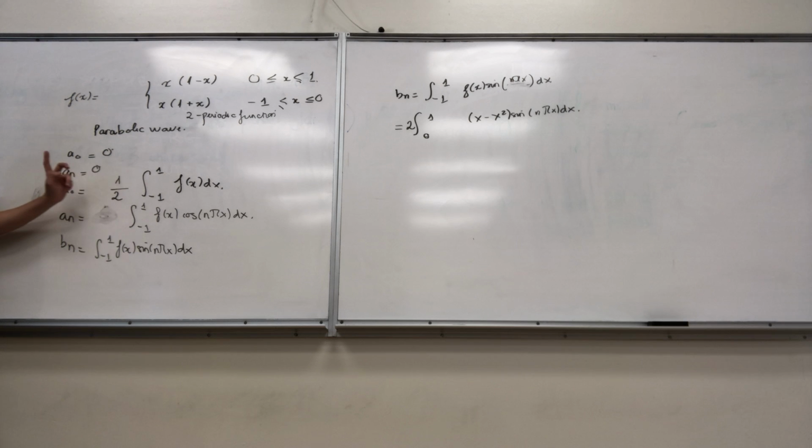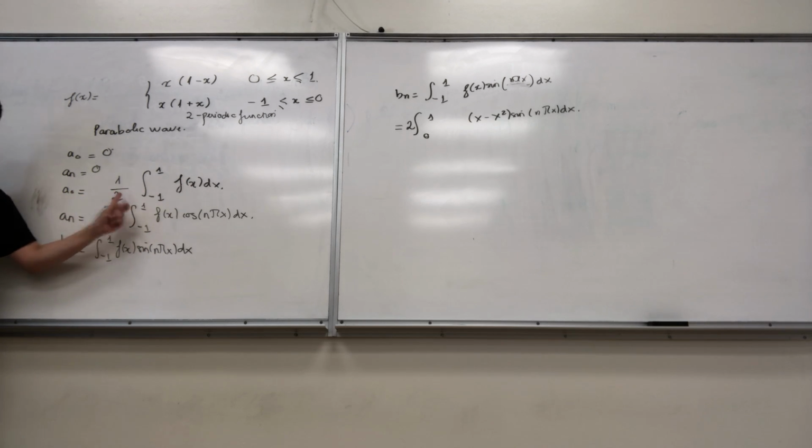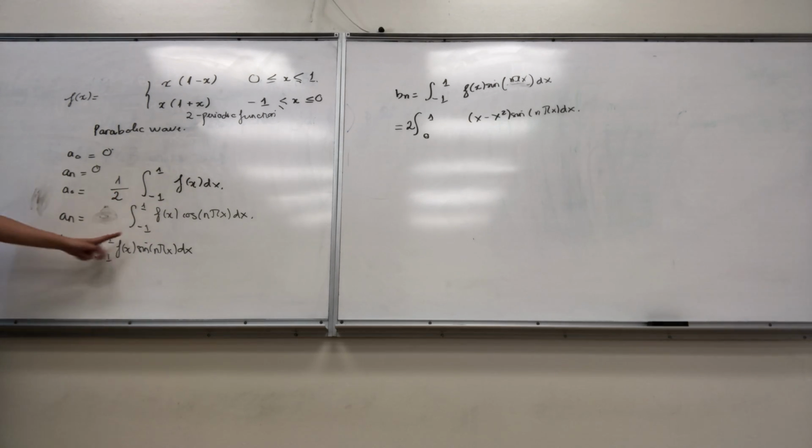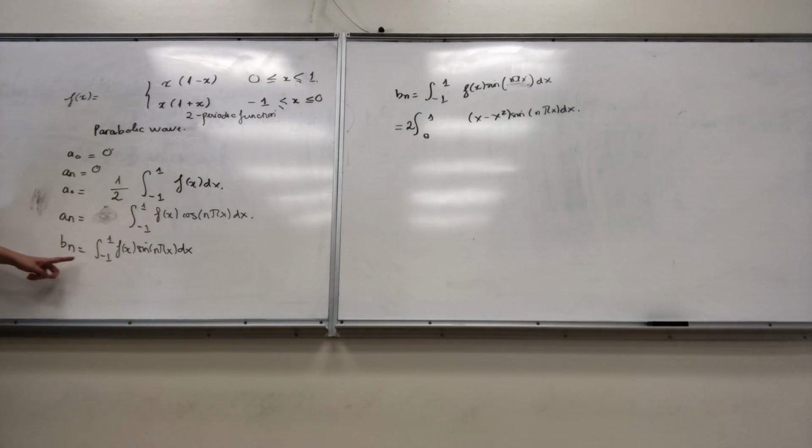So last time, we know that A0 is 0, An is 0, in which A0 is the integral from minus 1 to 1 of f(x) dx, and we divide by 2. An will be the integral from minus 1 to 1 of f(x) cosine n pi x dx, and Bn is the integral from minus 1 to 1 of f(x) sine n pi x dx. All right, so now let us try to compute Bn.